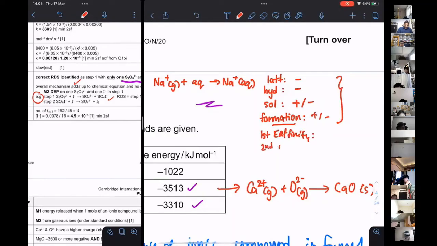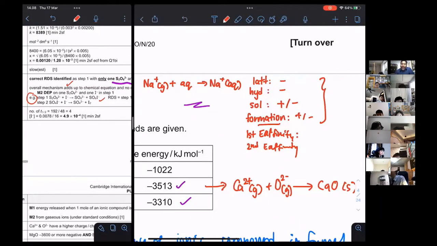Second electron affinity. Do remember your first electron affinity. What is electron affinity? You are trying to bring in the electron. One electron, you are trying to add one electron to every one atom or ion in one mole of gaseous atoms or ions.